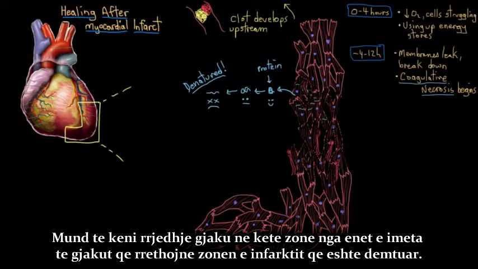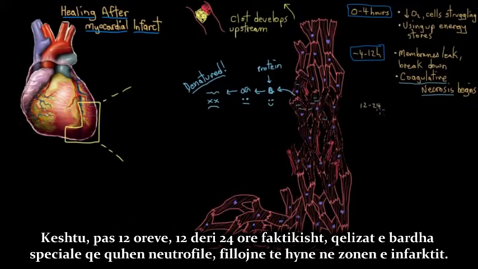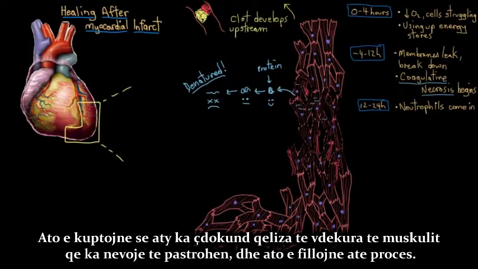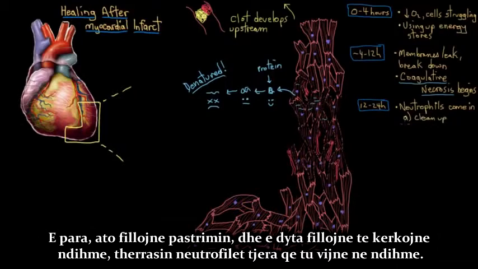After about 12 hours, 12 to 24 hours actually, these special white blood cells called neutrophils begin to enter the area of infarction. One of the things they love to do is to clean things up. They'll realize that there's dead muscle everywhere that needs cleaning up, and they'll start to clean up, and B, they'll start to call for help. Call in other neutrophils to come in and help them.